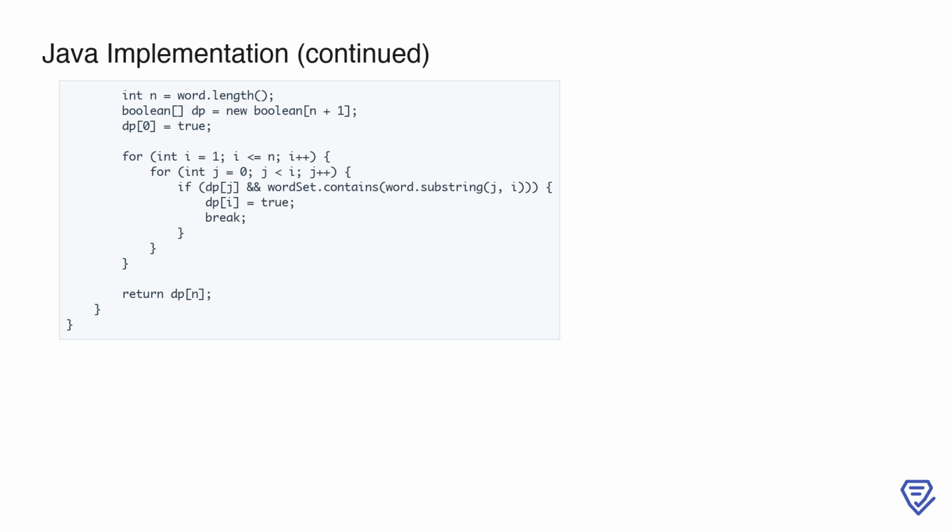We then iterate through the word's length using two nested loops. The outer loop iterates over each character in the word, while the inner loop checks all possible substrings ending at that character. If a valid prefix is found, meaning dp[j] is true and the remaining substring exists in wordSet, we mark dp[i] as true and break out of the inner loop. Finally, we return dp[n], which indicates whether the entire word can be constructed. This dynamic programming approach ensures we efficiently check each word, leveraging previously computed results to minimize redundant computation.